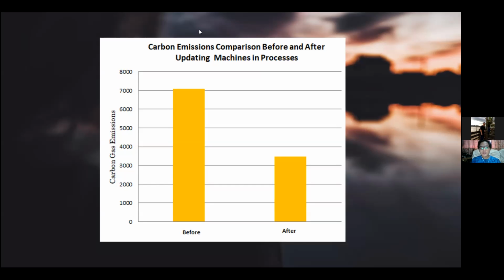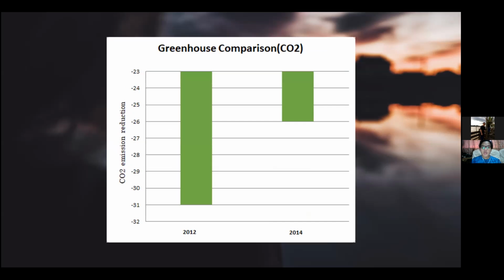So if we look at the next slide, this is the carbon dioxide emission reduction, where we can see in 2012, the reduction is 31%, and in 2014, the reduction is 26%.